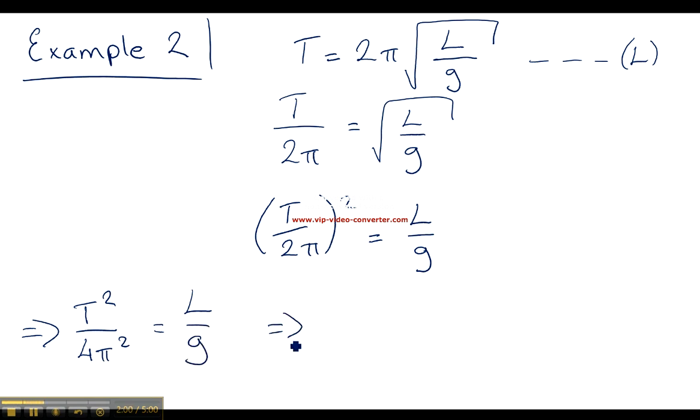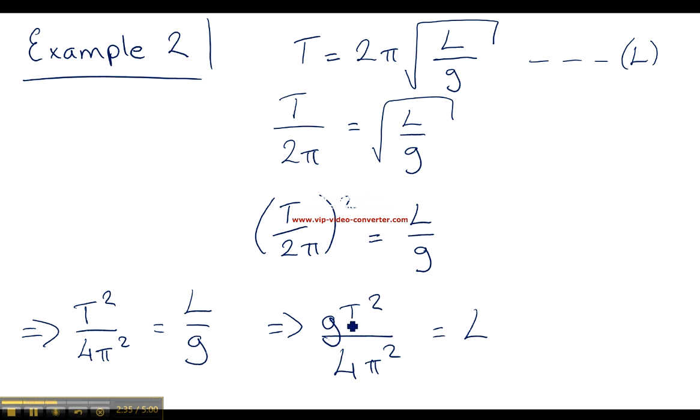So that then will imply if we want to bring the G up, that will leave L on its own. So what will happen here, seeing that the G is being divided over here, we need to bring it up to multiply. So you get G times T squared all over 4 pi squared equals L. So now we've rearranged this formula to get it in terms of L, in terms of the length of the string, and we can work out what the length of the string is from that information.